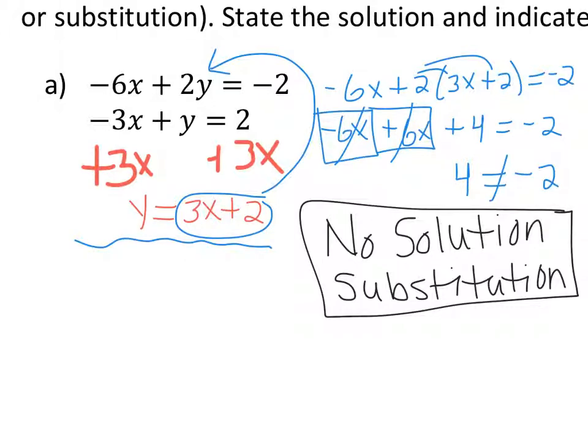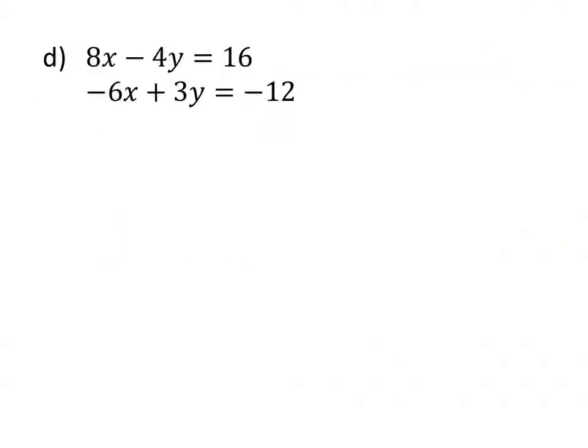Okay, let's actually skip a couple that are a little easy. Let's go to letter D. I have 8x minus 4y equals 16, and -6x plus 3y equals -12. I do not have a coefficient of 1, so I'm not going to use substitution. I don't want to do extra solving. Instead, what I'm going to do is use elimination. I have 8 and -6, 4 and -4 and 3. It doesn't matter which one you choose to make the same. I'm going to go with the y values.